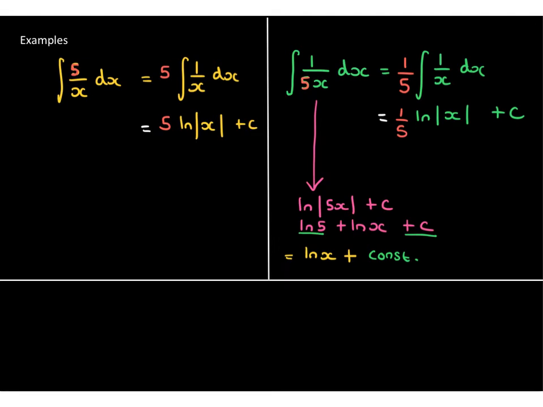So let's generalise this. In general, if we have the integral of k over x dx, where k could be in the numerator or the denominator as a multiplicative constant, this will give us k multiplied by ln mod x plus c.